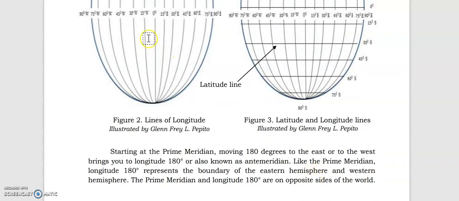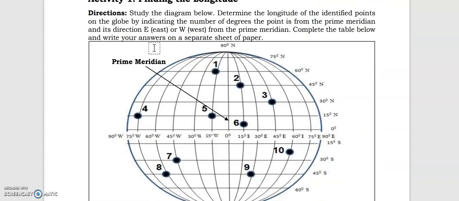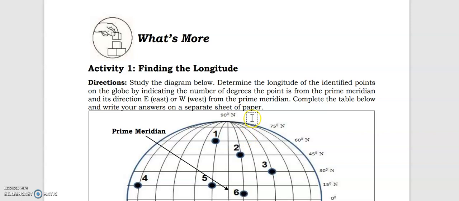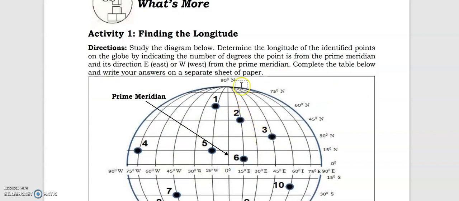So starting at the prime meridian, moving 180 degrees to the east or to the west brings you to longitude 180 degrees, or we call it anti-meridian. So basically, it has the same function as the prime meridian. The anti-meridian represents the boundary of the eastern and the western hemisphere. So basically, the prime meridian and the anti-meridian are on the opposite sides of the world. So let's try to find the longitude. So when you say longitude, you have to focus on the vertical lines and identify whether it's in the eastern or western hemisphere.